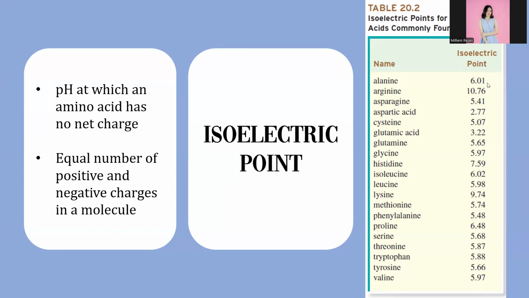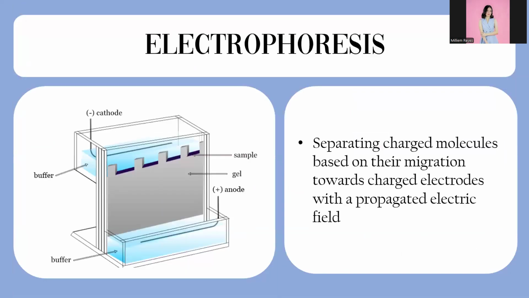So at pH 6.01, alanine will be in its Zwitter ionic form kasi yan yung isoelectric point niya. Arginine at pH 10.76 will be in its Zwitter ionic form because at that point, magiging equal yung positive and negative charges niya. Okay, that's basically what it's saying. All of these, again, are pH at which the amino acid is in its Zwitter ionic form. Now, how do we determine the isoelectric point? Bakit nalaman natin na they have different isoelectric points?